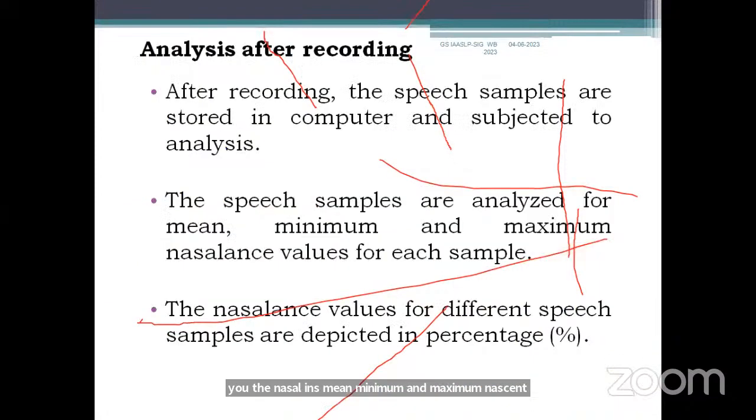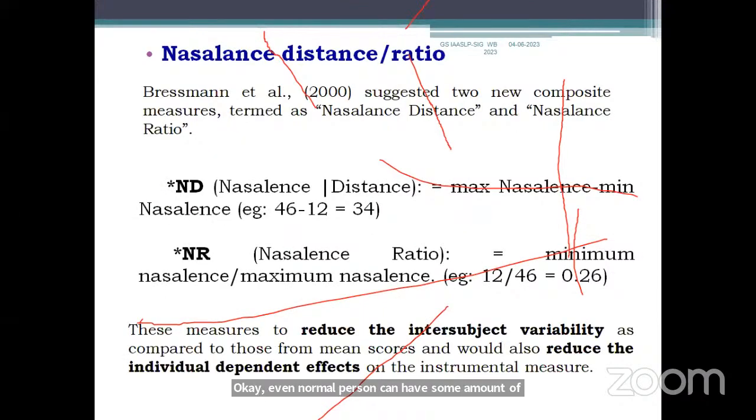Okay, the analysis I just explained: after your recording, you place the cursor and you will get the minimum, maximum and mean nasalance values. Most of the time these nasalance values are depicted in percentage, so we get the percentage scores of nasalance. And I previously told you that we don't get zero nasalance scores. Even a normal person can have some amount of nasality, so we will never get zero scores.